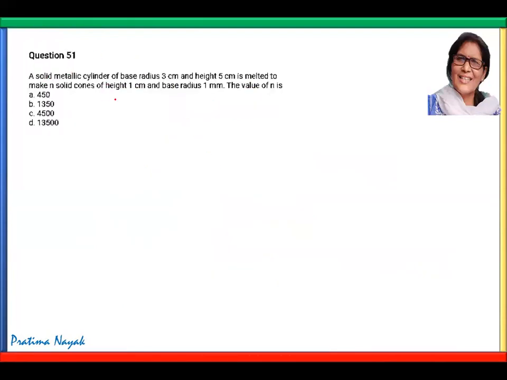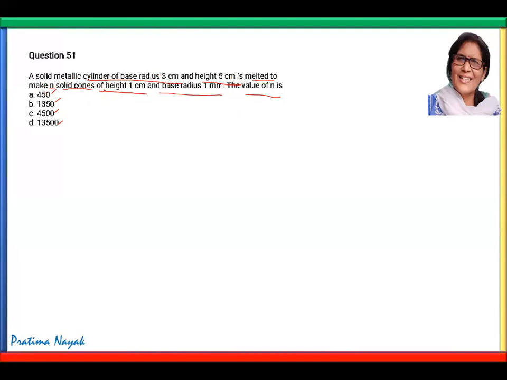A solid metallic cylinder of base radius 3 centimeter, height 5 centimeter is melted to make n solid cones. Number of solid cones, n. We don't know how many, but you have to get that value of n. Cones of height 1 centimeter, base radius 1 millimeter. The value of n is 450, 1350, 4500, 13500.